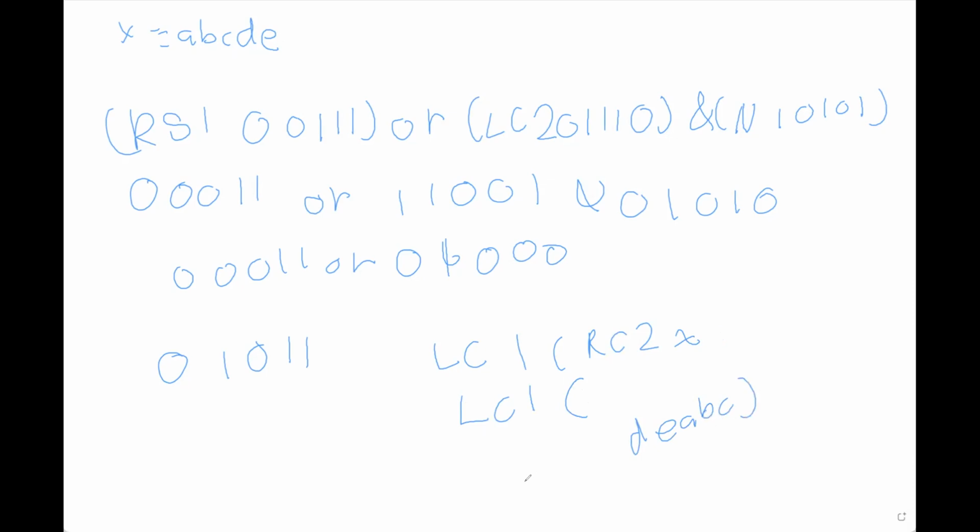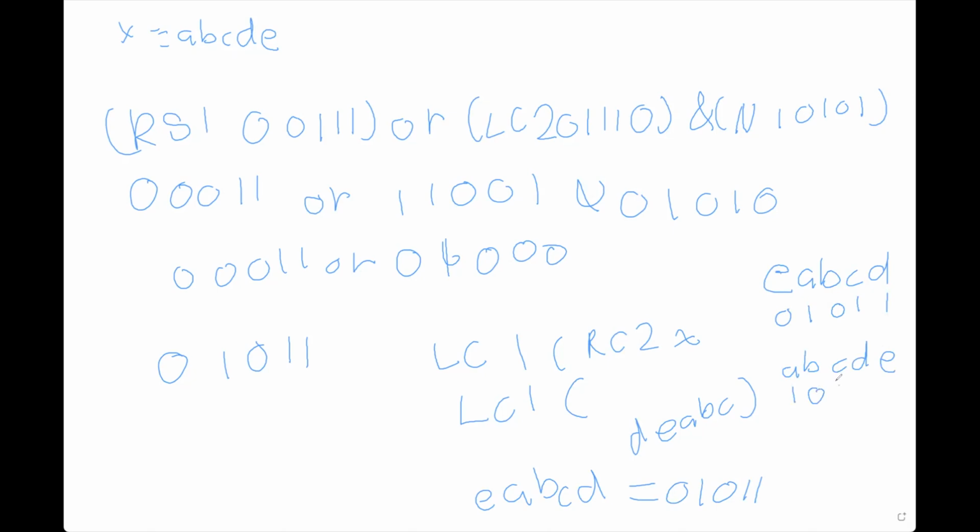And we're going to do LC1 again, right? So it's going to be E, A, B, C, D. With this information, we know that this has to equal 0, 1, 0, 1, 1. So E, A, B, C, D is 0, 1, 0, 1, 1. So what was X originally? A, B, C, D, E. So let's put this in order. A was 1, B was 0, C was 1, D was 1, and E was 0. So the original X is going to be 1, 0, 1, 1, 0.